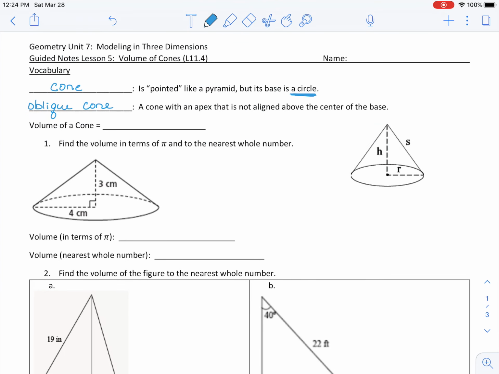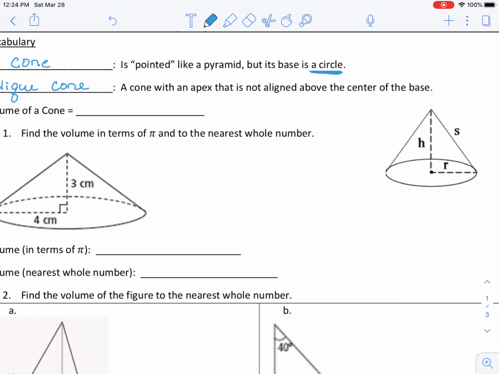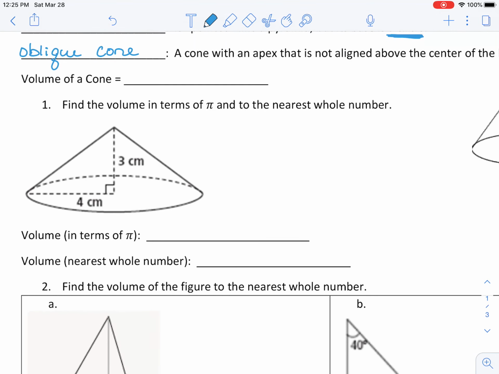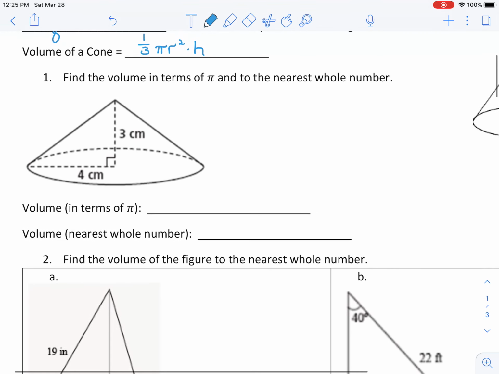But we're just going to talk about the formula for the volume of a cone. Just like a pyramid, it's got this 1/3 in the formula. It's still 1/3 area of the base times the height. But like I just said, if the base is a circle, then the area of the base will always be pi r squared. So the formula for the volume of a cone is 1/3 pi r squared times the height.